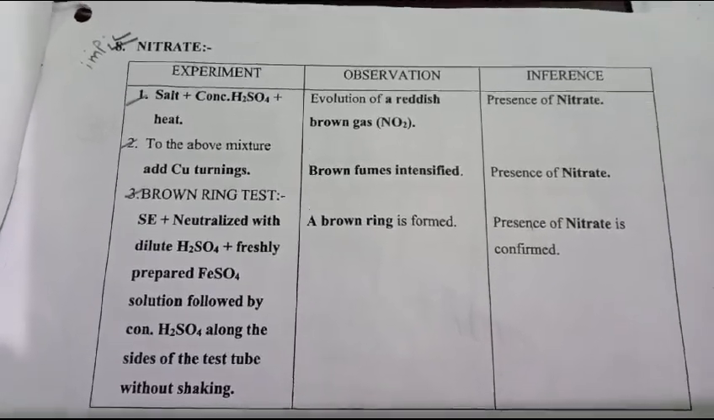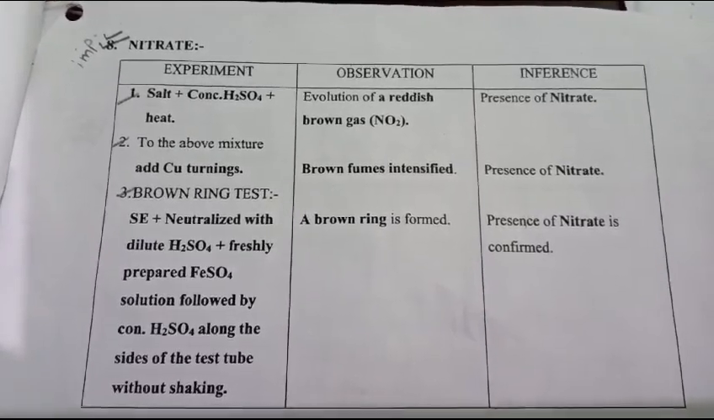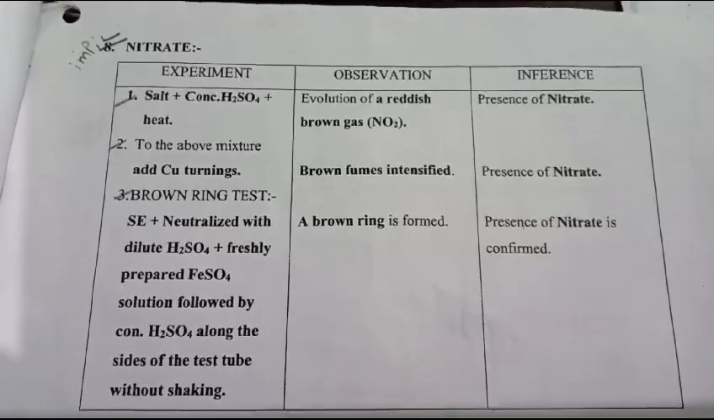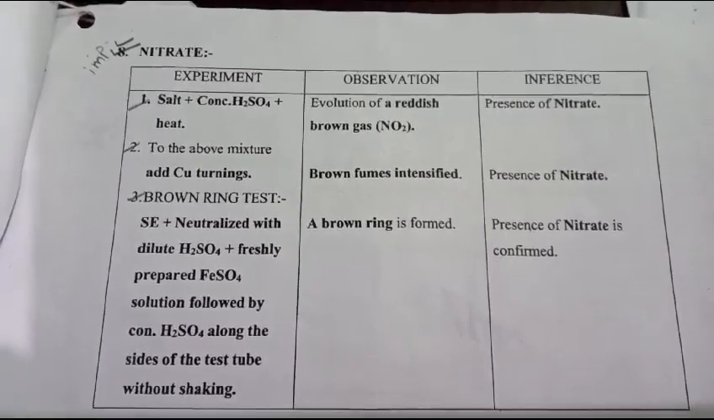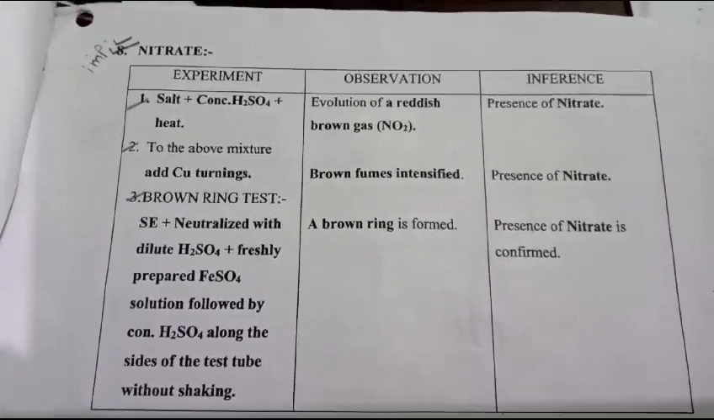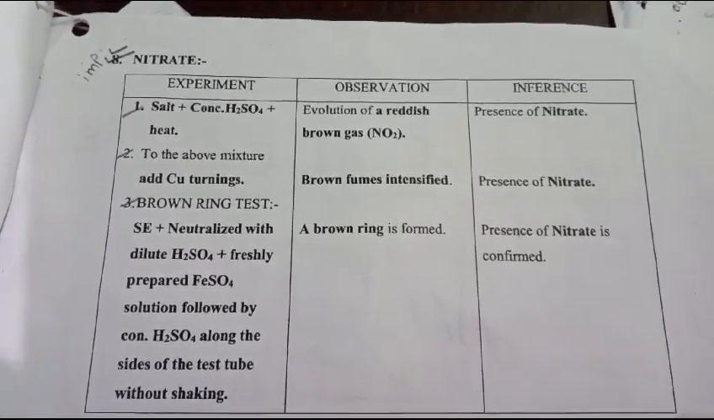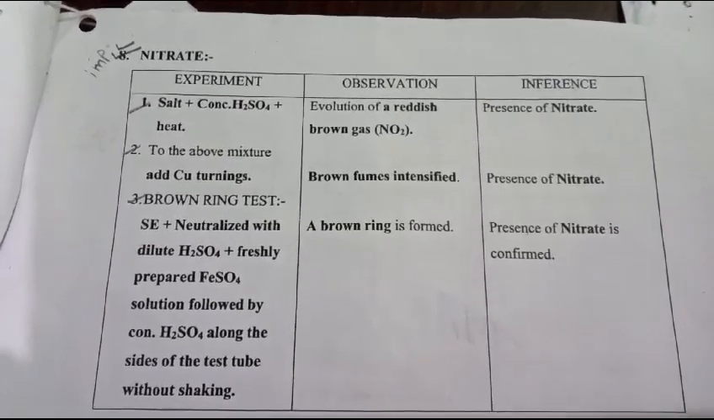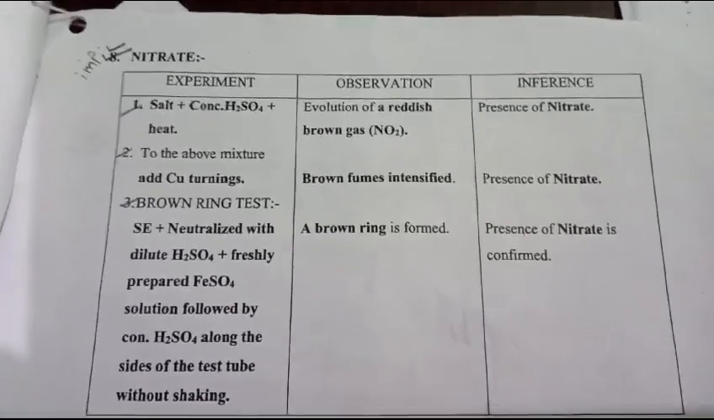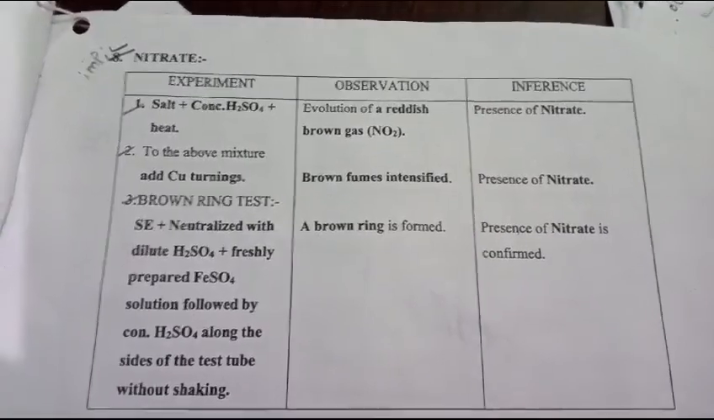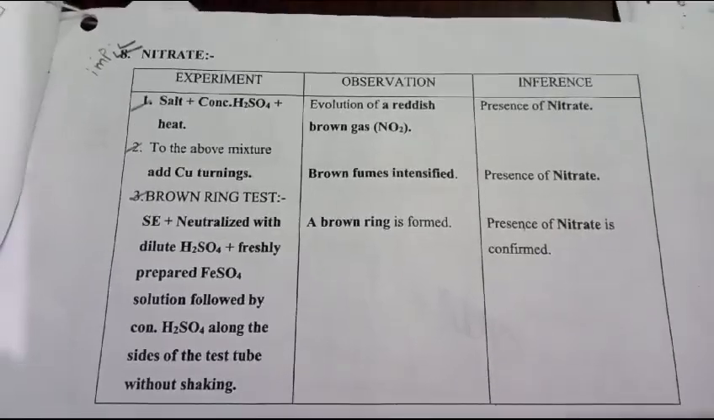a test tube, and take a small amount of the sodium carbonate extract which you made. Add dilute H2SO4 and FeSO4 solution. Then add concentrated H2SO4 just along the side of the test tube, don't pour it in between. Don't shake it. Then you will find a brown color ring formed. That means the presence of nitrate is confirmed.